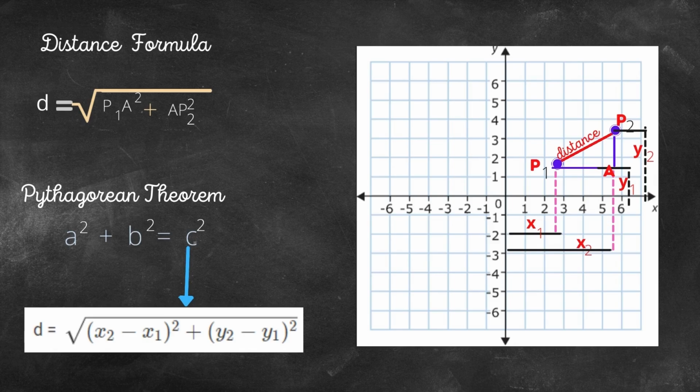However, the directed lengths P sub 1A and AP2, or the point 2, are x sub 2 minus x sub 1 and y sub 2 minus y sub 1 respectively. By substitution, we obtain the distance formula. Solving for C also gives us the distance formula, which is D is equal to the square root of x sub 2 minus x sub 1 squared plus y sub 2 minus y sub 1 squared.